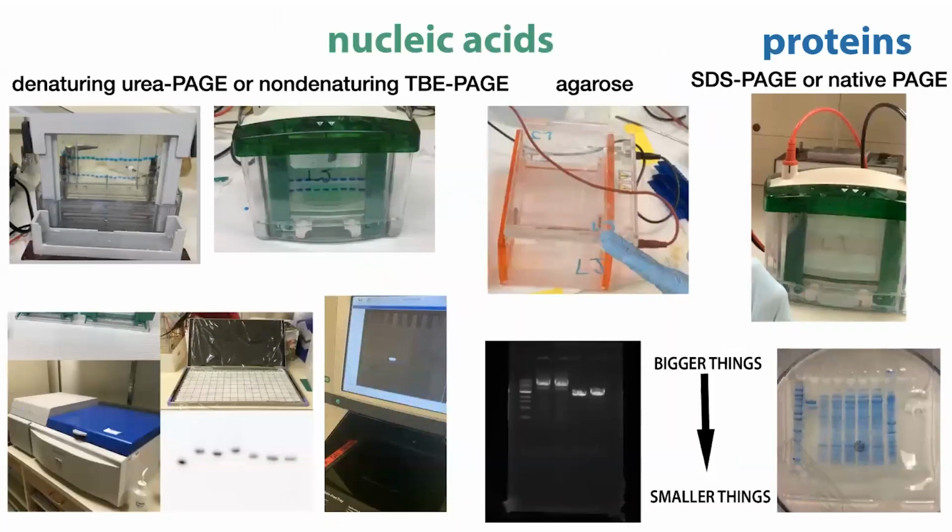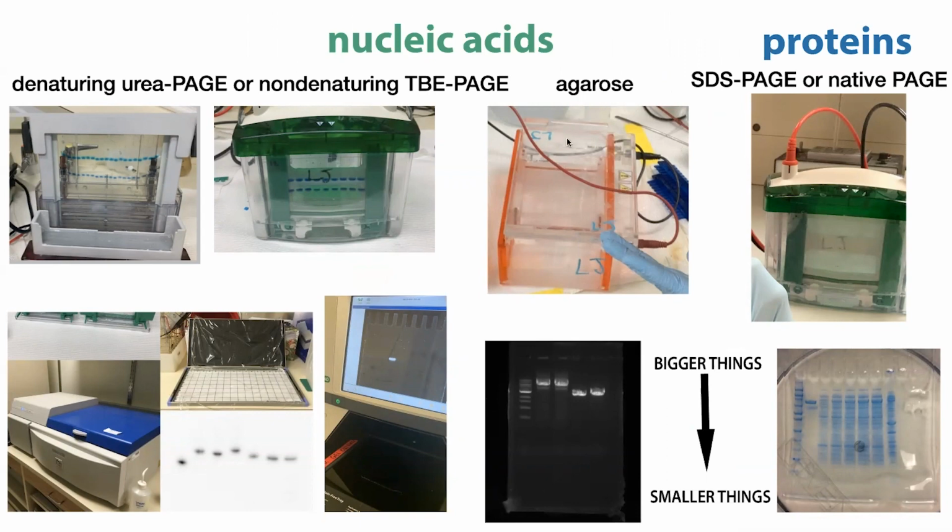And so one of the key decisions you have to make is what type of gel you want to use, both in terms of what the gel is made up of. So is it made up of agarose? Is it made up of the sugar? Or is it made up of polyacrylamide? So a PAGE gel, polyacrylamide gel electrophoresis, or PAGE.